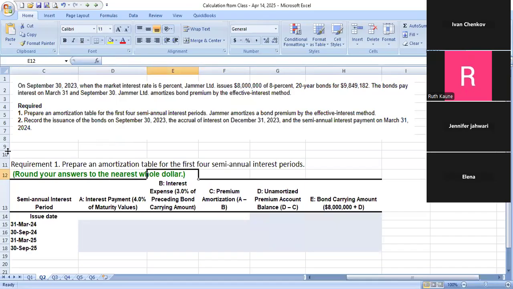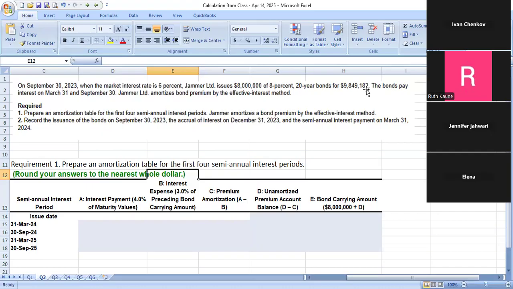Now, before we do this, let's start with this question, what we can see. On September 30th, 2023, when the market interest rate is 6%, this company issued $8 million, 8%, 20-year bonds for 9,849,182. So you don't even have to calculate the amount of cash that you're getting. Now the bonds pay interest on March 31st and September 30th. This company amortizes the bond premium by the effective interest method. What does that mean, effective interest method? That means that they apply the interest expense based on the outstanding amount times the market interest rate, not the bond rate.